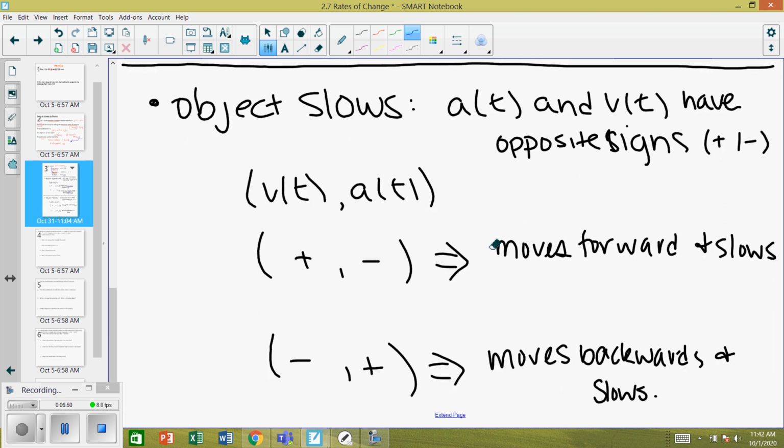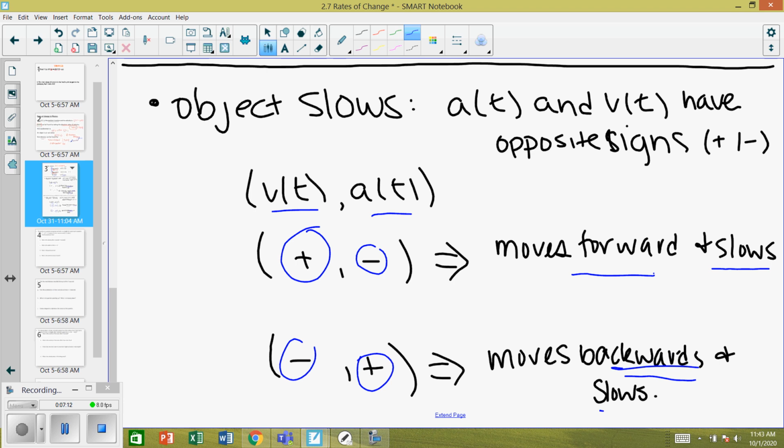And slowing down happens whenever we have opposite signs. So v of t is positive, a of t is negative. That means we're moving forward, but slowing down. They're working against each other. Now, if v of t is negative, we're moving backwards, but the acceleration is working against us, so we're slowing down. We're moving backwards at a slower rate.